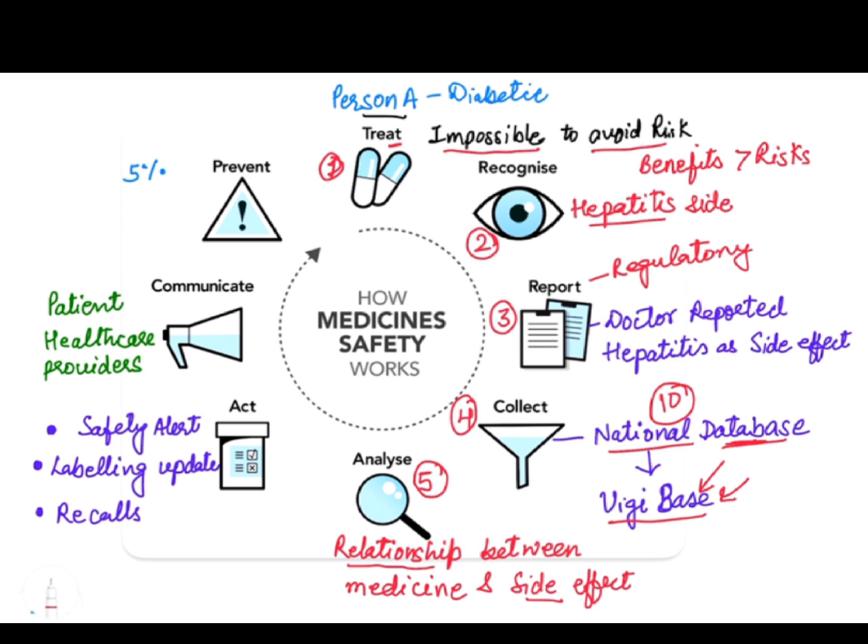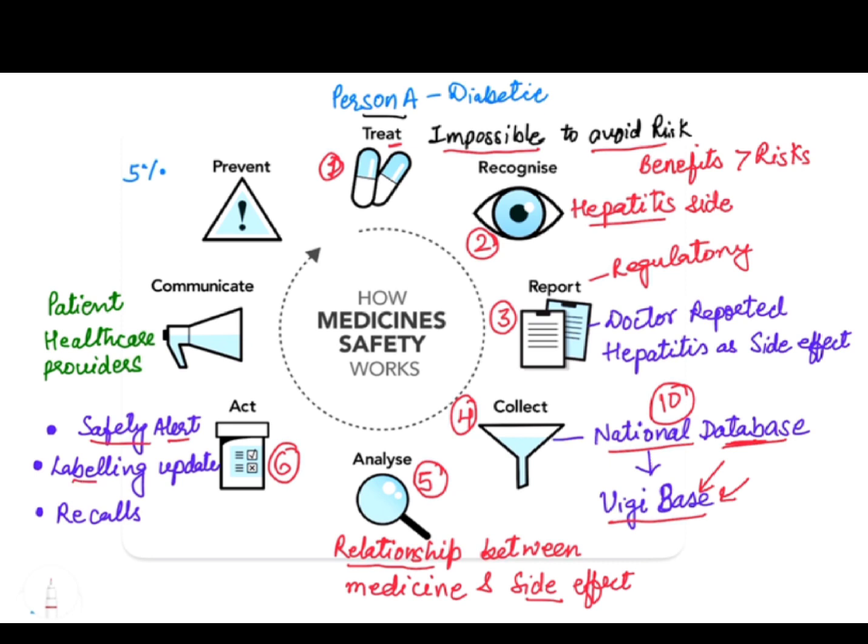And when they analyze, they will also look into the IB or SmPC, to see whether there is already information on this particular side effect or not. So the next step will be act. We analyzed the information, now the regulatory authorities have to act. This action can be different, like a safety alert: okay, this drug also has this additional side effect, so be cautious.